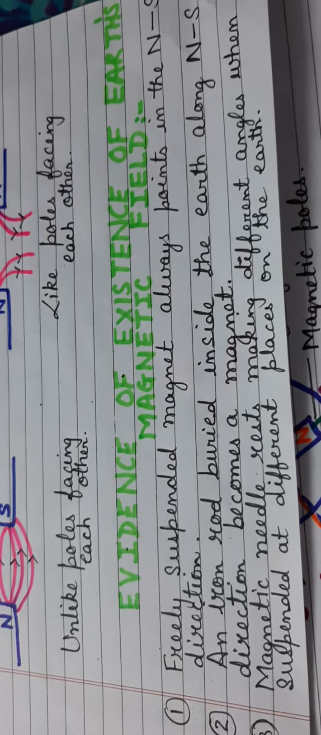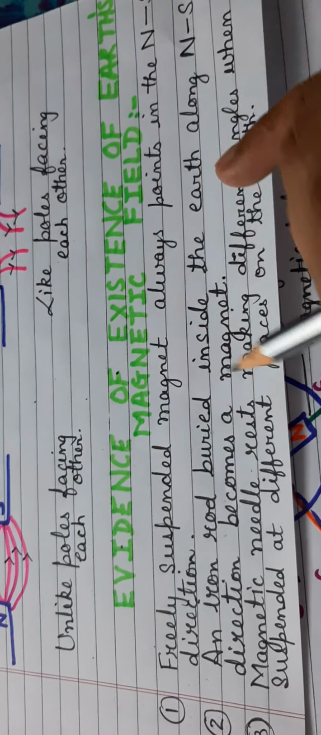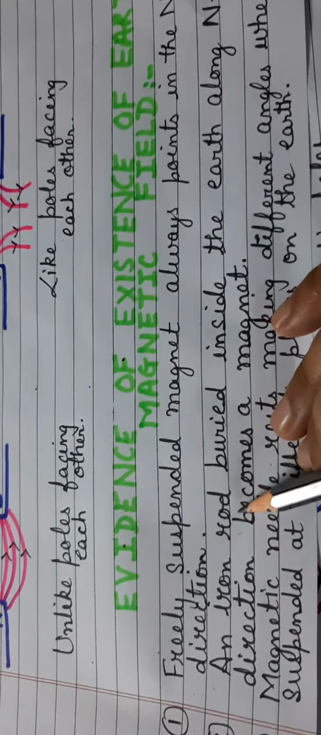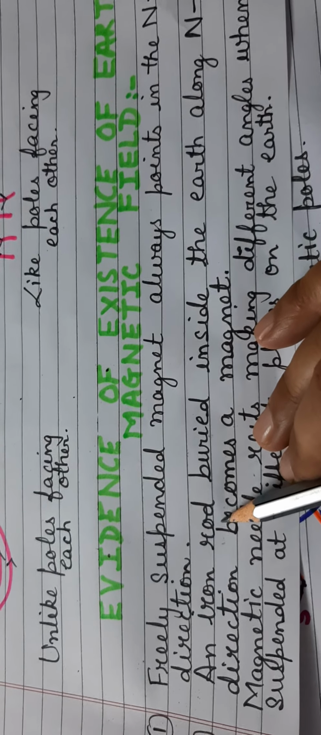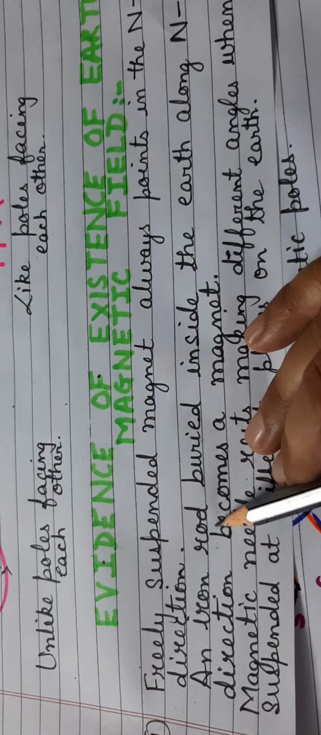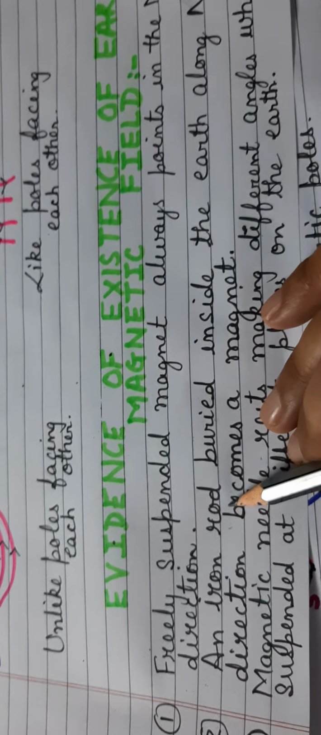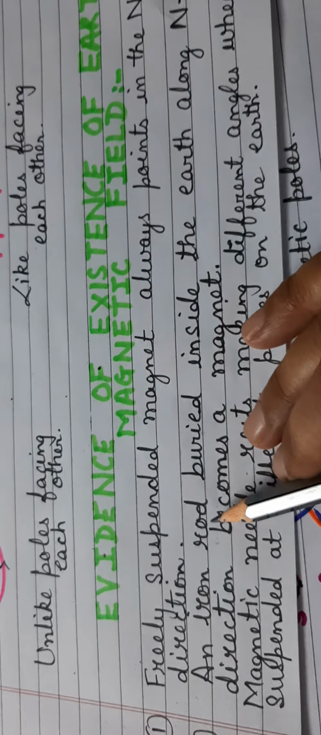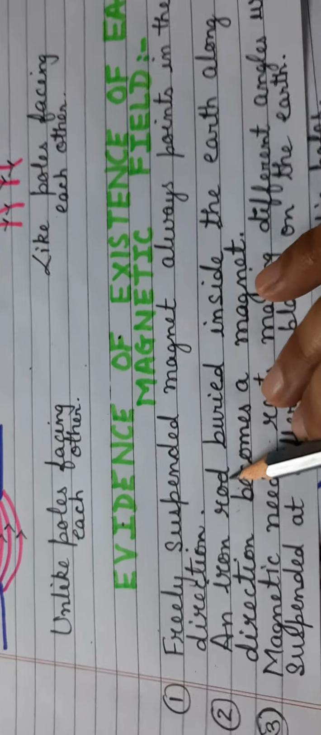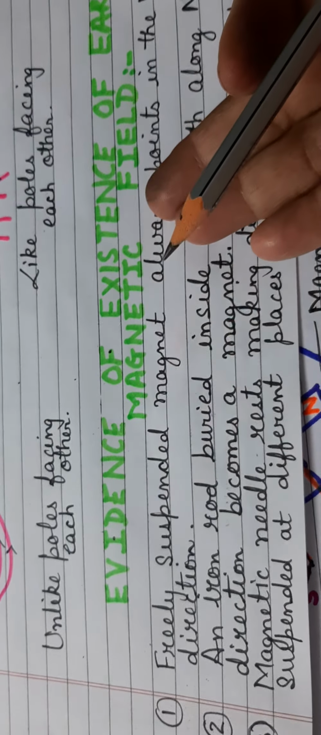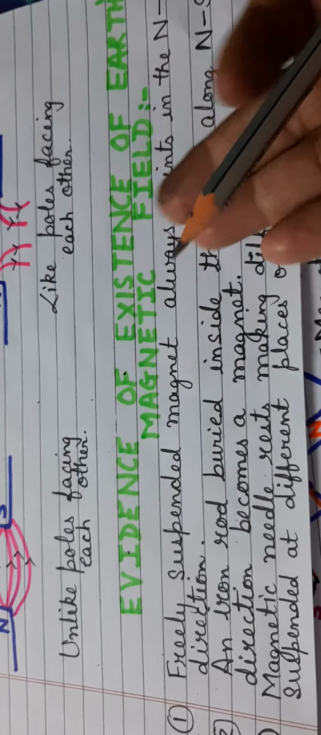You take it out after a month, and when you take it out, to your surprise, that iron bar will be behaving like a magnet for a few days, maybe a few weeks. Why? Because it has become a magnet under the influence of the earth's magnetic field. Because it was placed under the earth, this iron bar starts behaving like a magnet under the earth's magnetic field. So that is again evidence that our earth has a magnetic field.